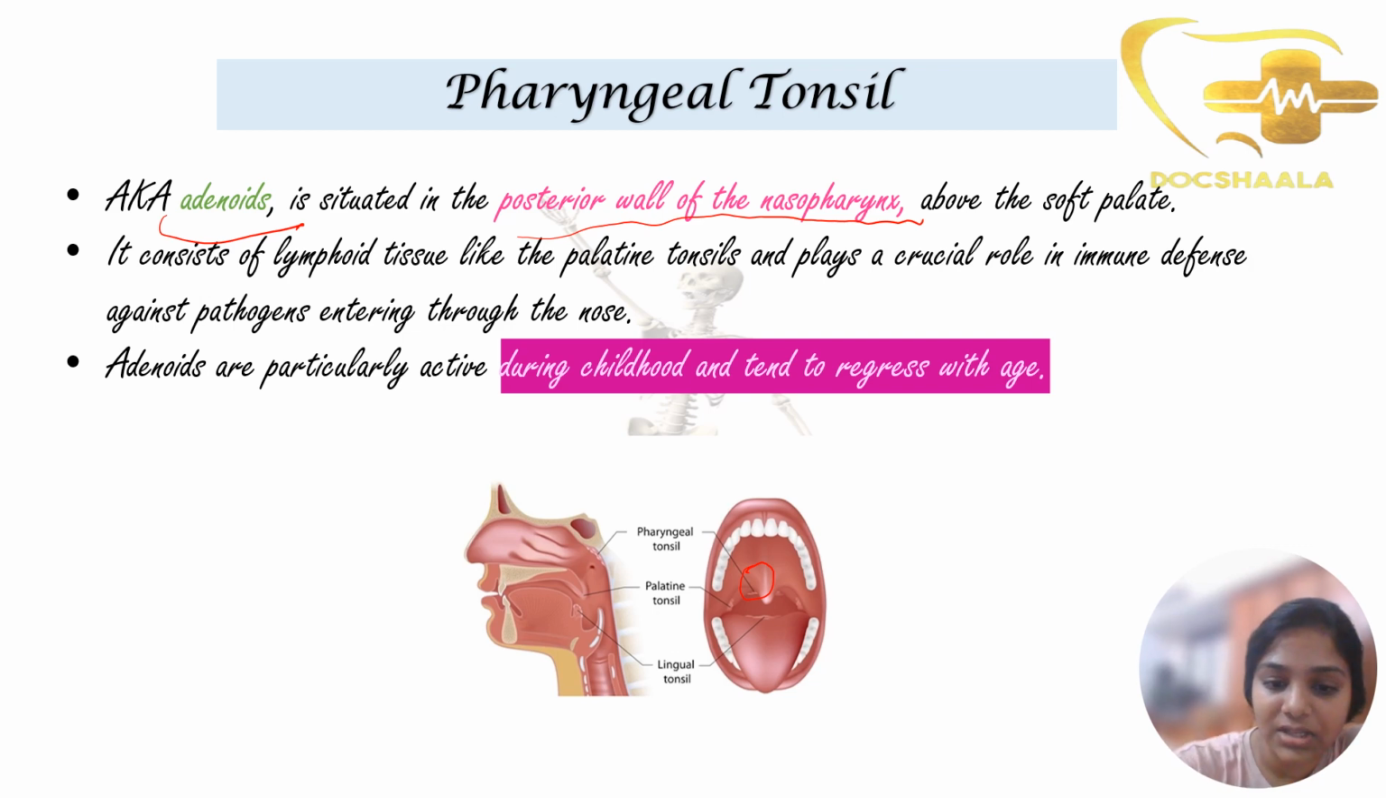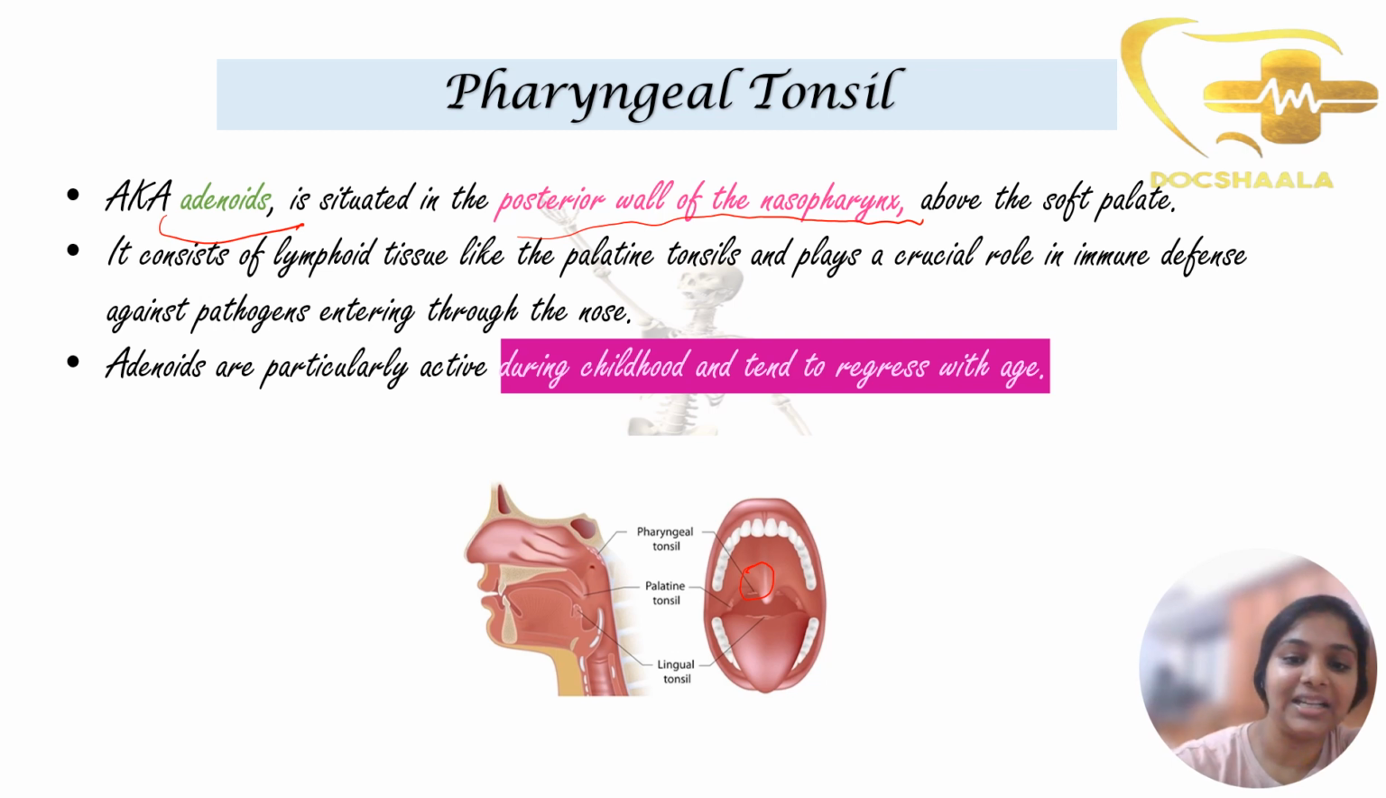So the pharyngeal tonsil is situated in the posterior wall of the nasopharynx above the soft palate. So this is important. Above the soft palate, it is the pharyngeal tonsil. So what does it consist of? It also consists of lymphoid tissue, and it plays a crucial role in defense against those pathogens which are coming towards the nose.